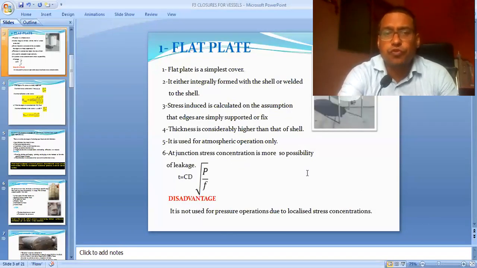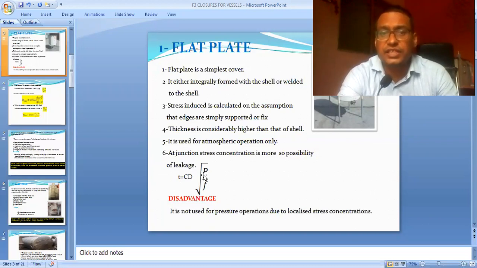So the generalized formula that we can have is the thickness equal to C, which is a constant, that is nothing but 0.31 or 0.188, depending on how it is attached. D is the diameter, and under root P upon F. Now these are the stress concentrations observed in flat plates. So they are not used at higher pressures. They are preferred for atmospheric operations.